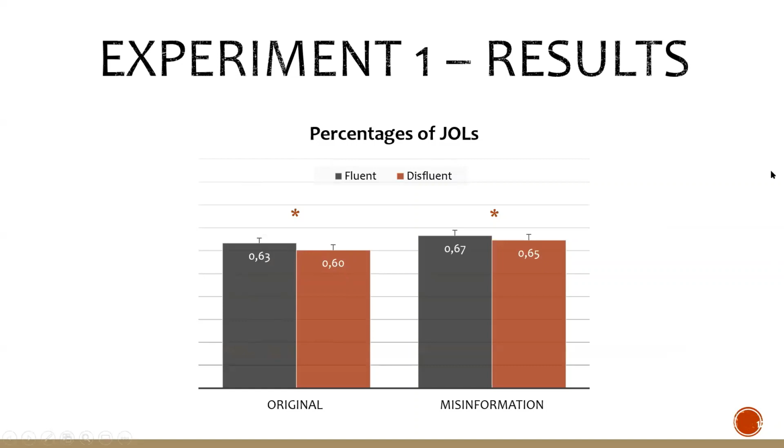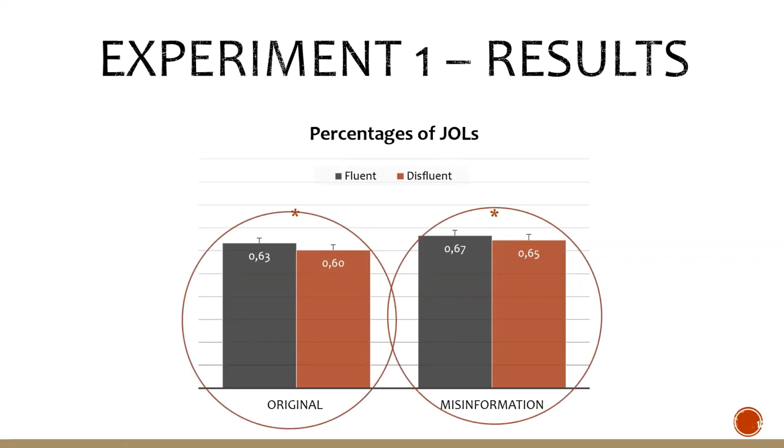However, in the misinformation phase, participants saw all the items in fluent version, but the effect of the original phase continued in the misinformation phase, which means that if the item was presented disfluently in the original phase, participants gave lower JOLs for that item in the misinformation phase. Moreover, we observed an increase in JOLs from the original phase to the misinformation phase.